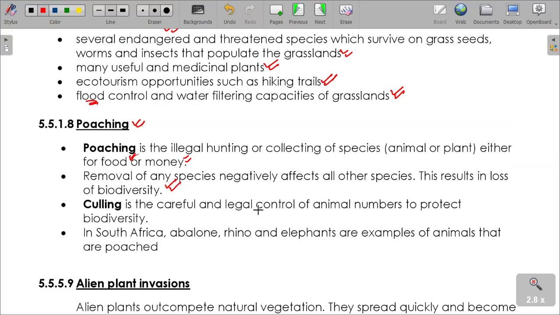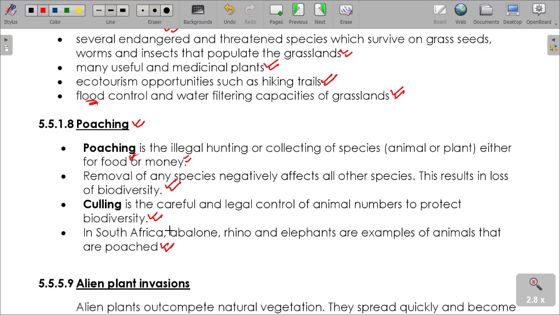And then culling is the careful and legal control of animal numbers to protect biodiversity, which can be done by identifying old animals and killing them from their populations. Culling is quite a good thing, which can also be done in order to check and balance the natural habitat and ecosystems. So in South Africa, we can talk about the abalone, the rhino and elephants as examples of animals that are poached.